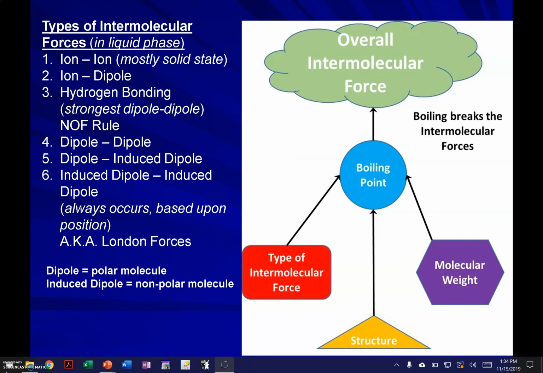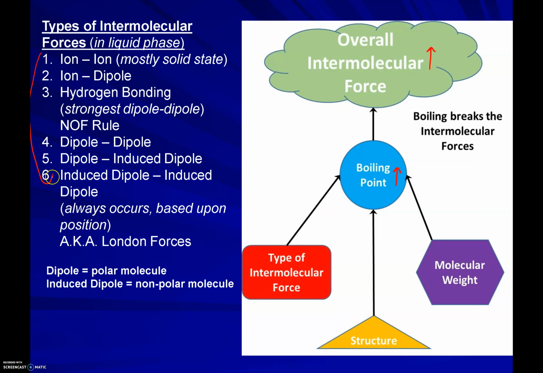So looking at this chart, it's important. Really what we're doing is we're trying to look at the overall strength of the overall intermolecular force. We're doing that by the boiling point, meaning if we have a high boiling point, we're going to have a relatively high or strong overall intermolecular force. This boiling point is influenced by three different things. Number one, the type of intermolecular force, one of these.